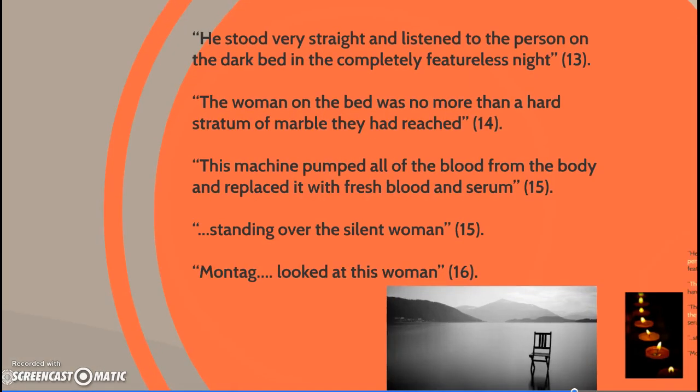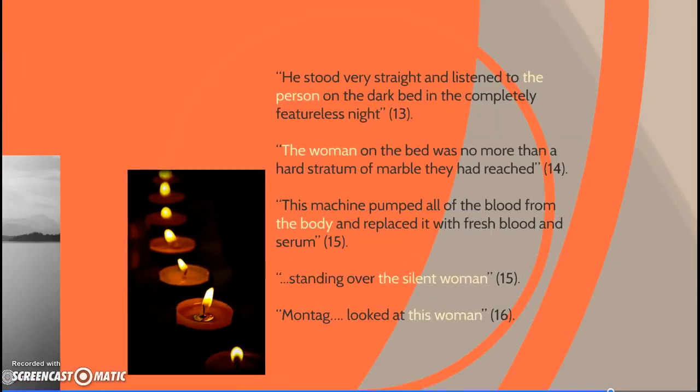Let's notice the repeating words. The person, the woman, the body, the silent woman, this woman. Stop. Please pause the presentation and complete task number 3.